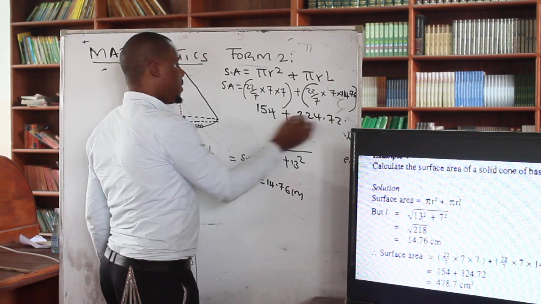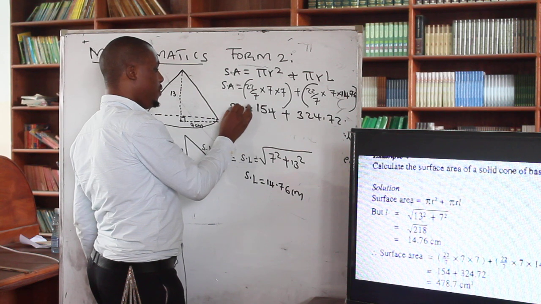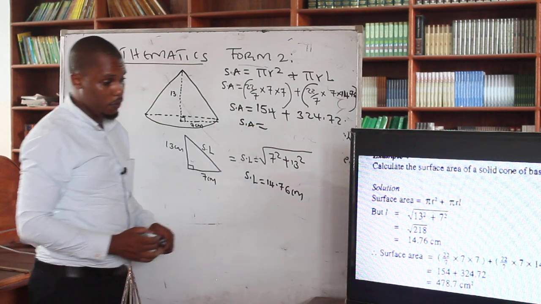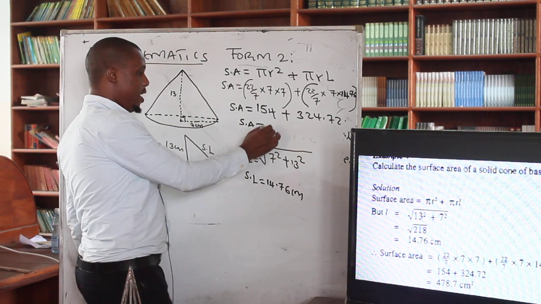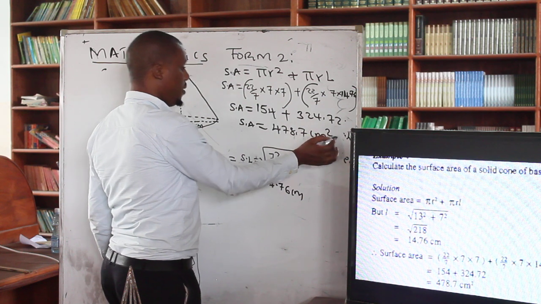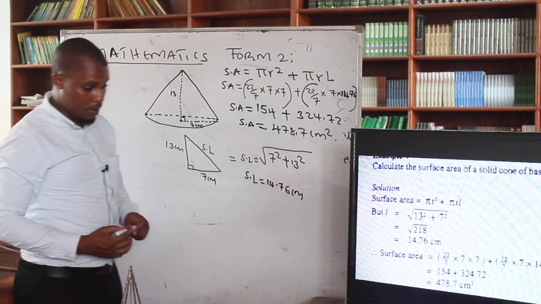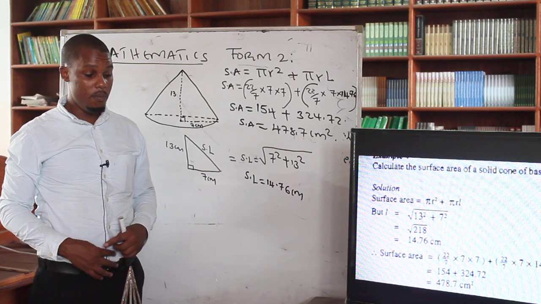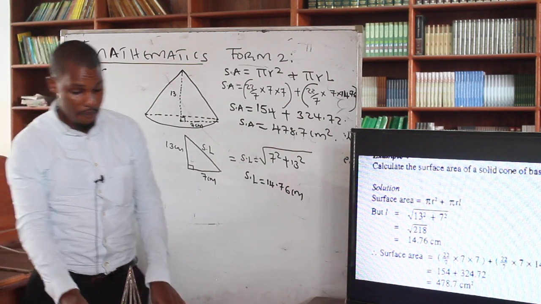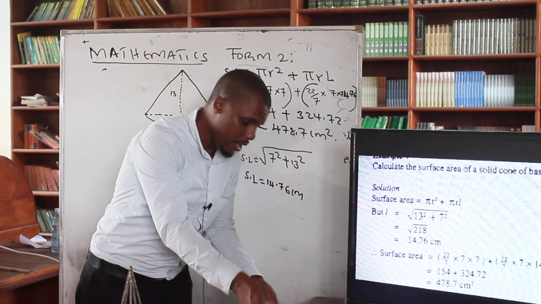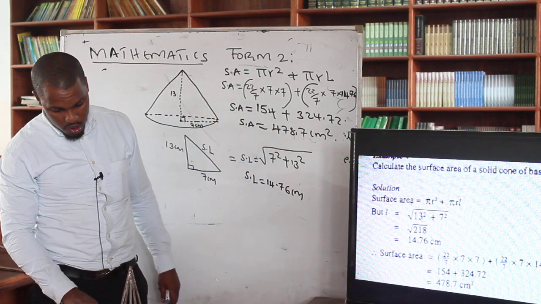To get the surface area, you make sure that you sum the two of them. So the surface area is given by the addition of the two, which is 478.7 centimeters squared. So that's the concept we are talking about. Those are some of the questions you will meet during your exam.